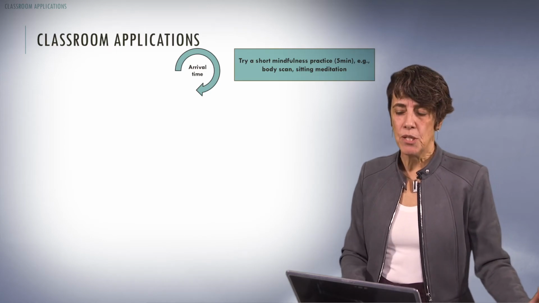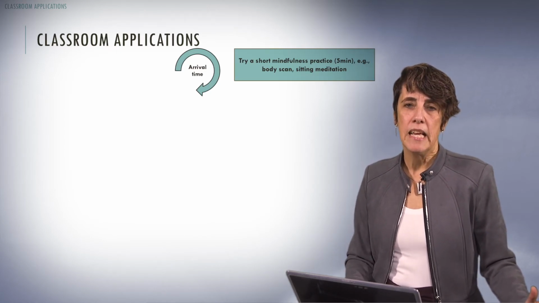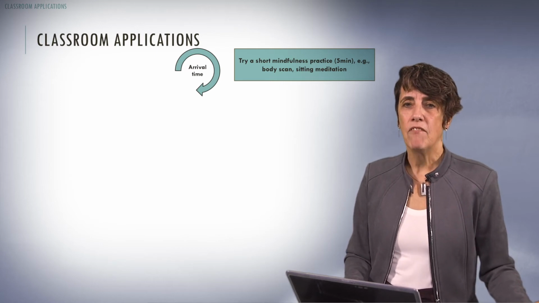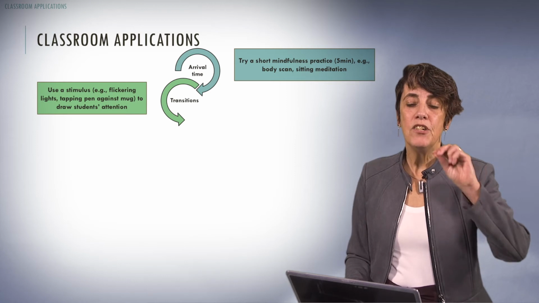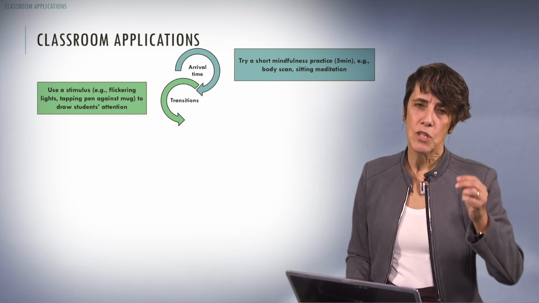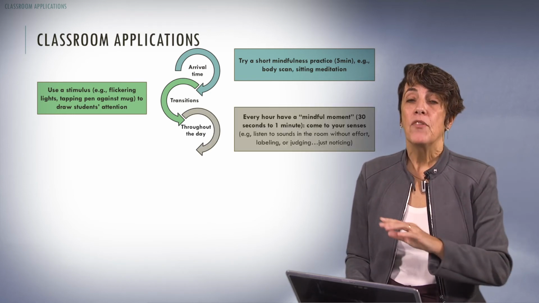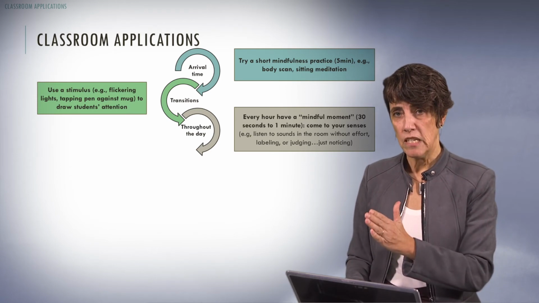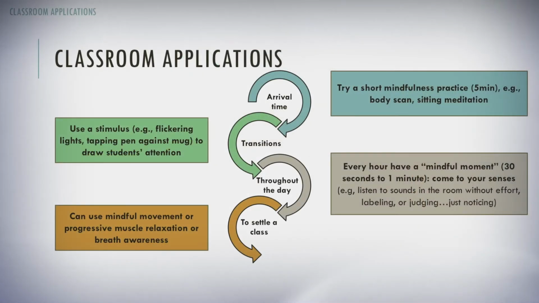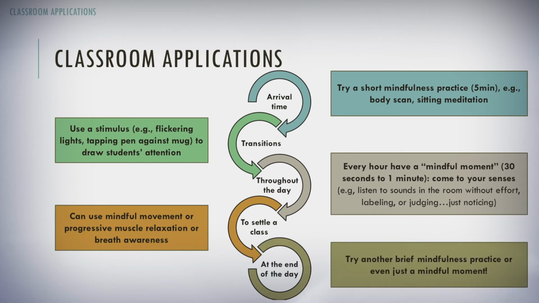The classroom applications of this, when you can actually put this into place, in arrival time you can do, ideally, a formal mindfulness practice. And then you can, during transitions, really train the students to know that when the light goes on or off, they have a momentary mindful moment. But throughout the day, you want these mindful moments, just a few seconds. And then to settle a class, if you're having some upset in the class and you want to settle them down, that's where you want to use the breath awareness or progressive muscle relaxation to ground them in that calm moment. And then at the end of the day, ideally, you want another mindfulness practice.